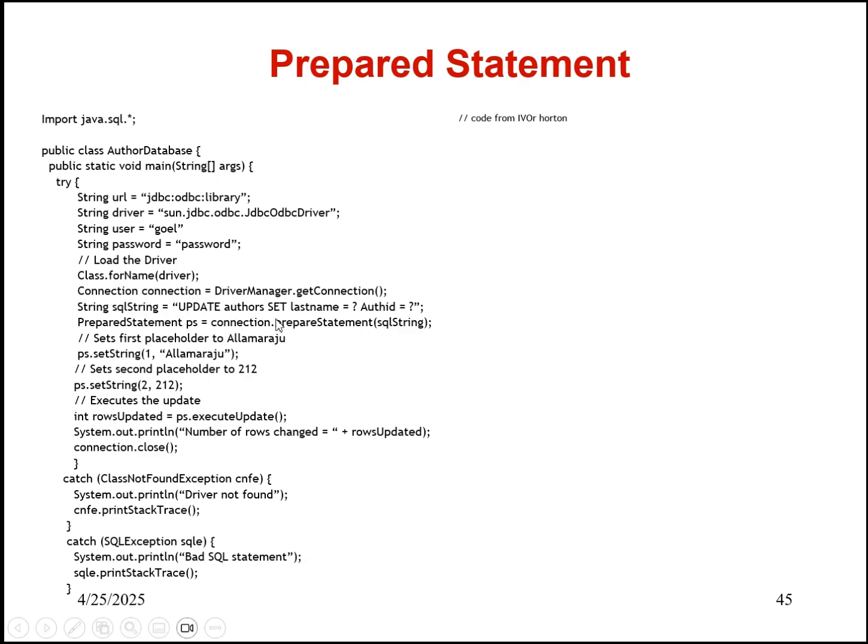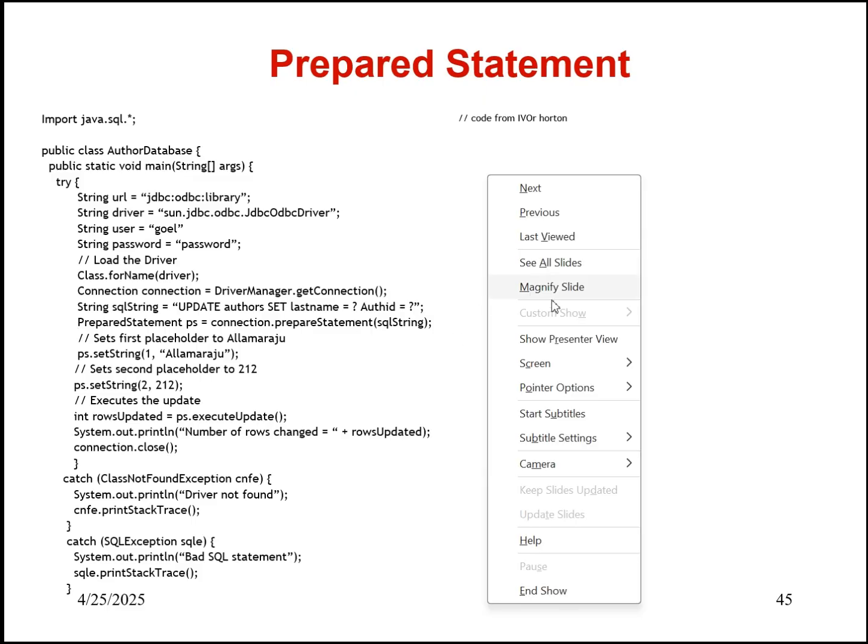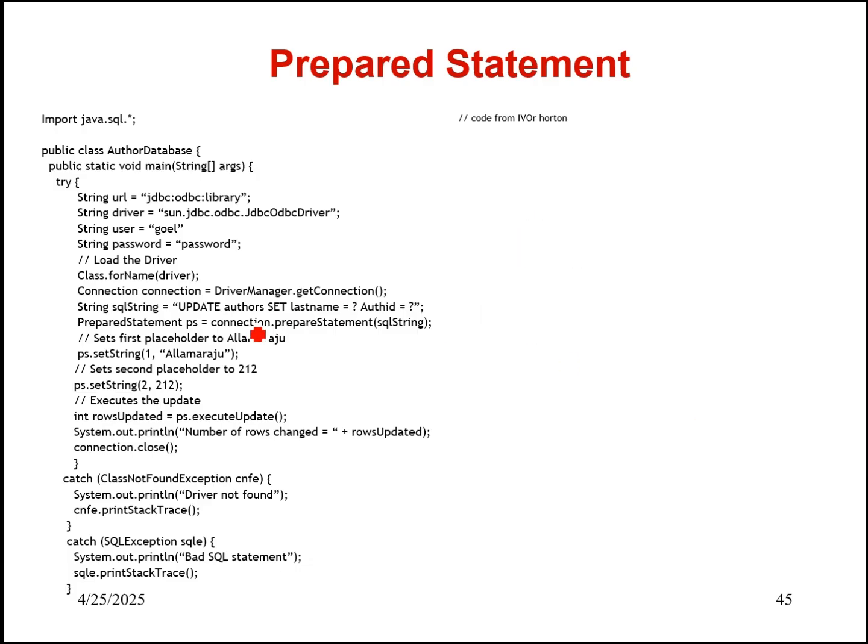Here the main difference in the code is, first we will specify the type of statement. So here the type of statement is a prepared statement. First we need to create our required SQL statement. So this is our SQL statement. Here I am specifying: update the table authors set last name, which is one of my columns, equals to question mark.